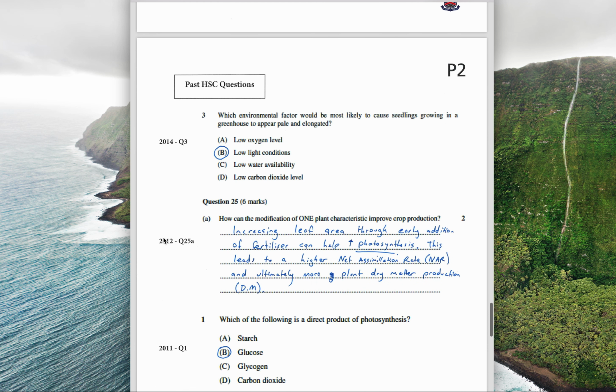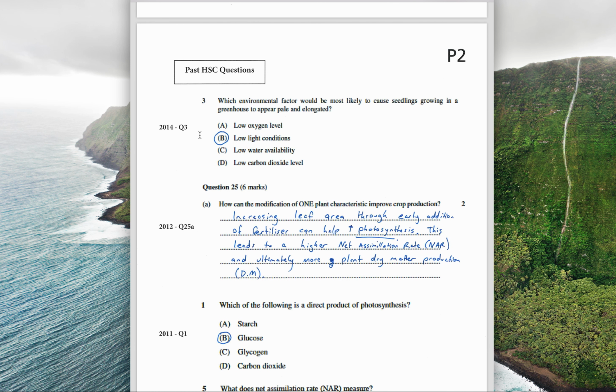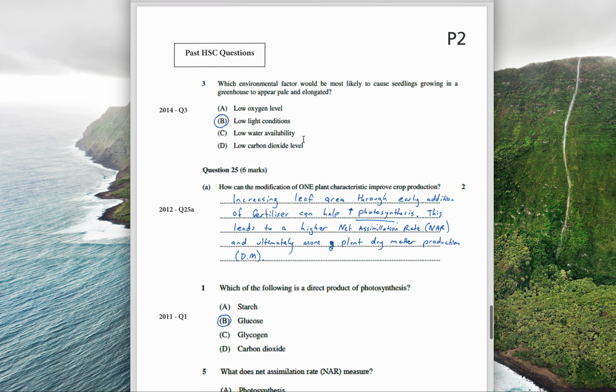So looking at past HSC questions, we have the first one from 2014. Which environmental factor would be most likely to cause seedlings growing in a greenhouse to appear pale and elongated? This is closely related to this dot point, maybe including another one later on, but when they are growing and they can't get access to light, seedlings will grow elongated, so they will grow longer, trying to seek out light, and they will be pale because the chlorophyll and chloroplasts haven't developed enough because there hasn't been light for them to develop. So in this case, the correct answer is low light conditions.